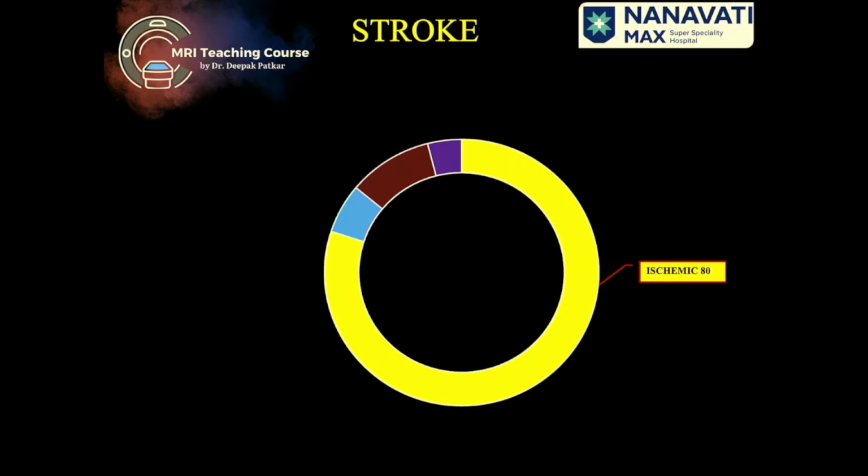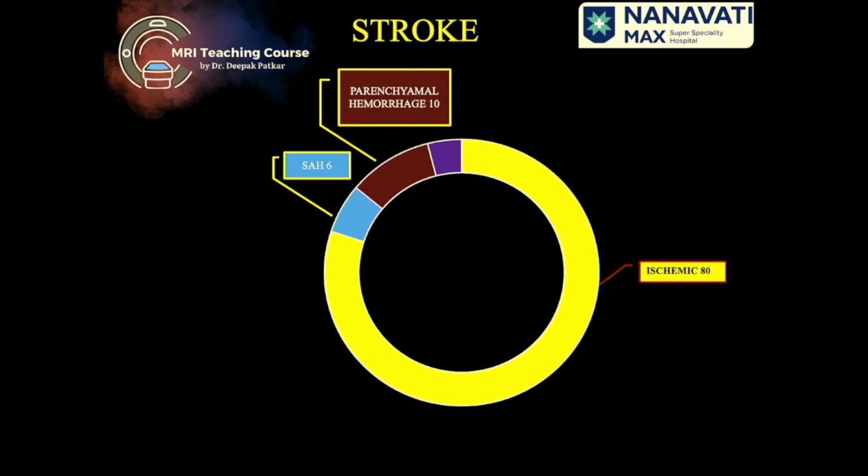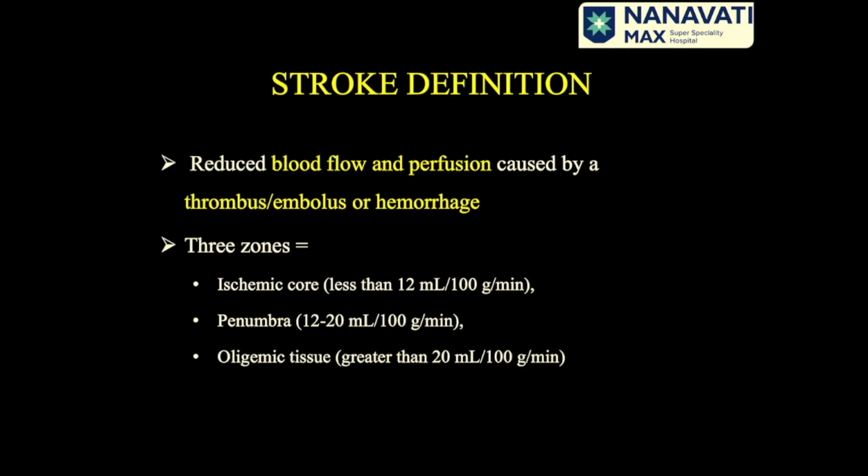Let's start with stroke. When you talk about stroke, there are 2 broad subtypes. 80% of strokes are ischemic and that's what I'm going to concentrate on. Mitusha is going to take the rest. 10% of these patients who present with stroke present with parenchymal hemorrhages, 6% have subarachnoid hemorrhage, and 4% are stroke mimics, typically subdural hematomas, hyponatremia, or something metabolic, which clinically presents like stroke.